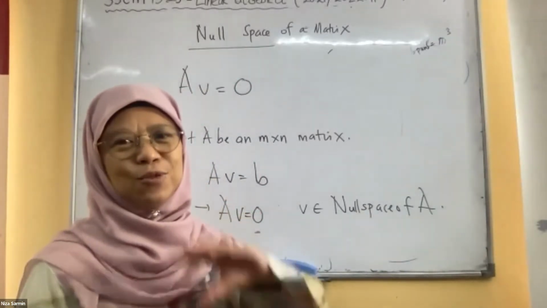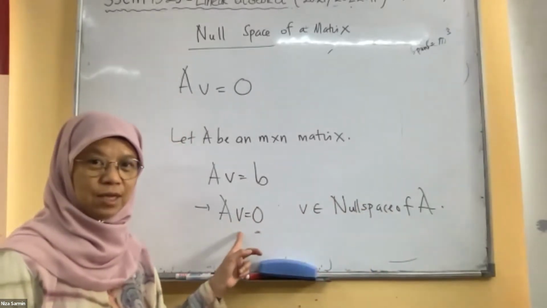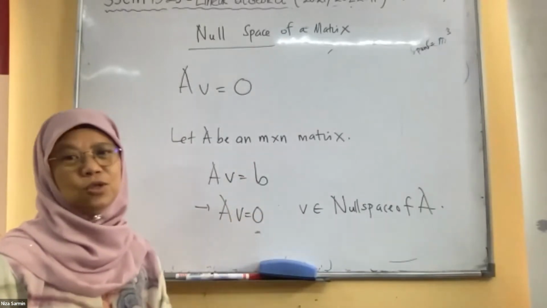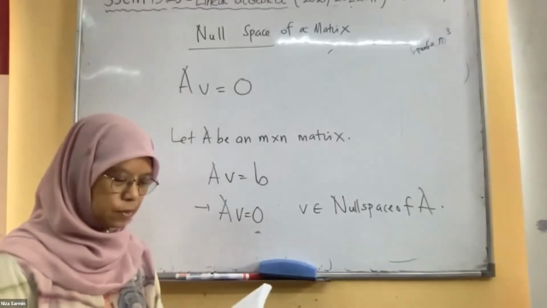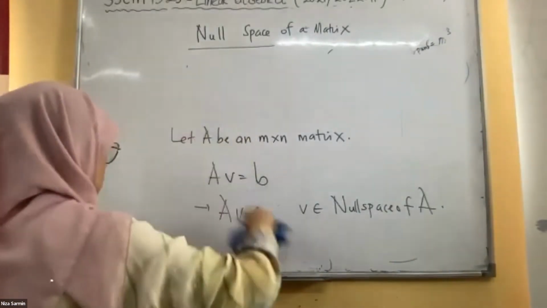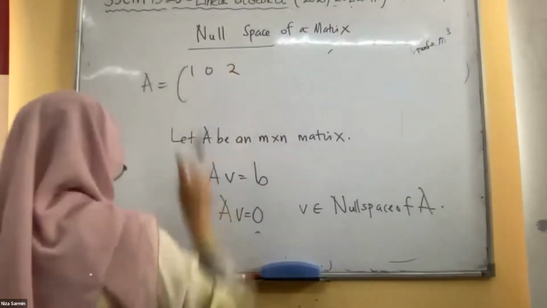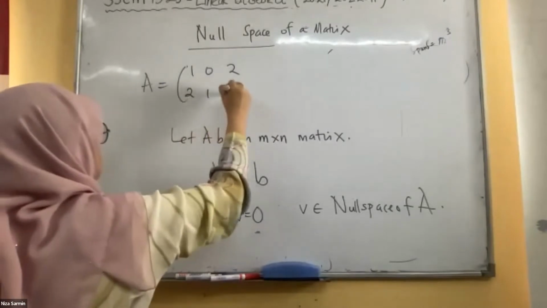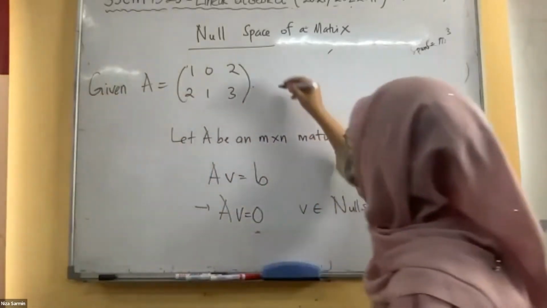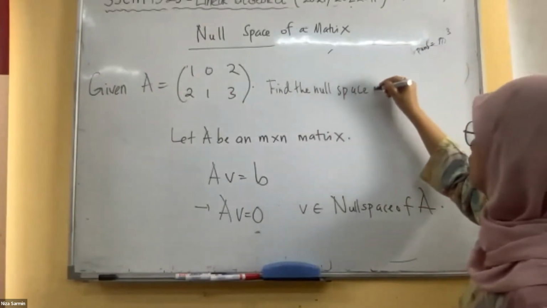So back to chapter 2, system of linear equations. How do you solve for V such that AV is 0? You put all zeros at the end and you solve for V. Let's go to one very simple A before we take a break. A is 1, 0, 2, 2, 1, 3. Given A is this, find the null space of A.